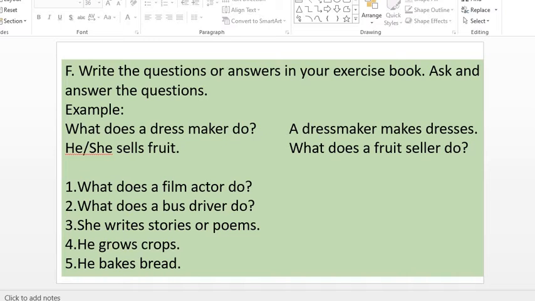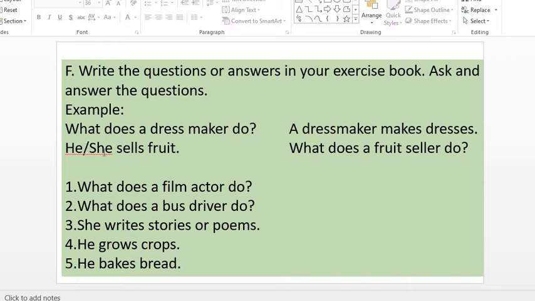Okay. Now here are two examples. What does a dressmaker do? We know a dressmaker makes dresses. A dressmaker makes dresses means he is a tailor. What does a dressmaker do? A dressmaker makes dresses. Okay.